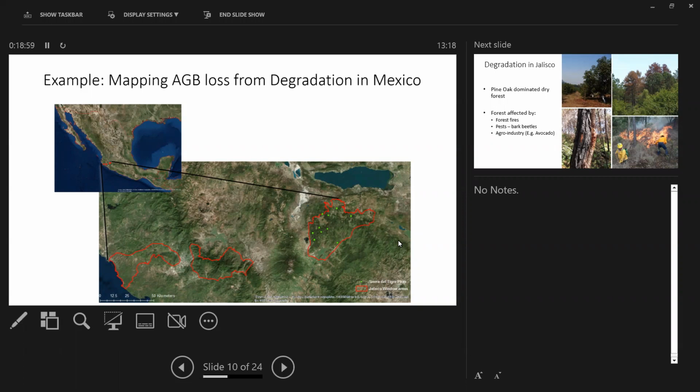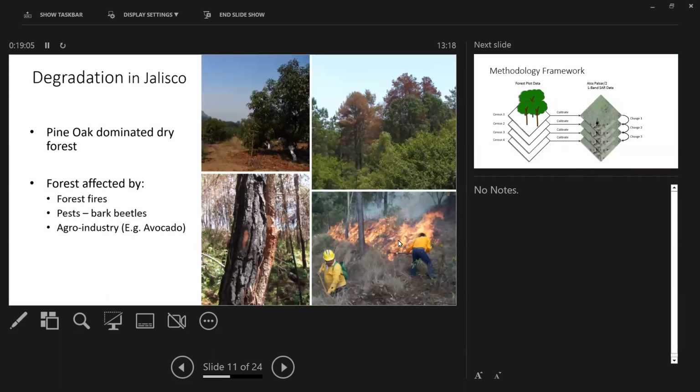And the green points here are some of the plots. There are a few here as well. We were working in this region. Now this is a pine-oak dominated forest. It's quite dry, and that means that it's affected by fires.